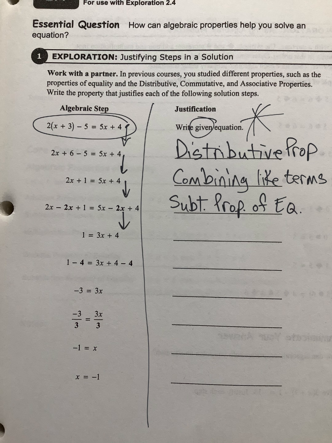Have you caught on yet? What'd they do? How'd they get the 3x? Yeah, they put the 5x and the negative 2x together, didn't they? And they put the 2x and the negative 2x together on the left. They combined like terms.